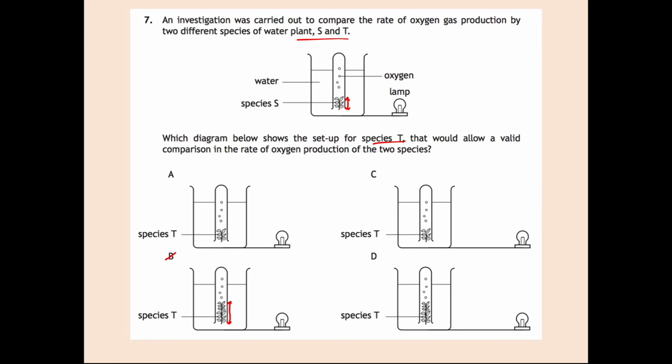If we look at C, now it's got species T there, which is great. The length of the plant is also the same, which is great. Everything else looks perfect, apart from the lamp is further away in this experiment than it is in the original one. So that means we've changed both the species and the distance that this lamp is. So that's 2 things we've changed, not a valid comparison. For D, again, we've got species T, which is fine, but the length of this plant is far too long. So that's a second thing we've changed. And actually, this lamp is too far away as well. So they've changed 1, 2, and 3 things compared to this original experiment. So again, that is very much not a valid comparison. So our answer is going to be A for this one. A is the one that will show a valid comparison.